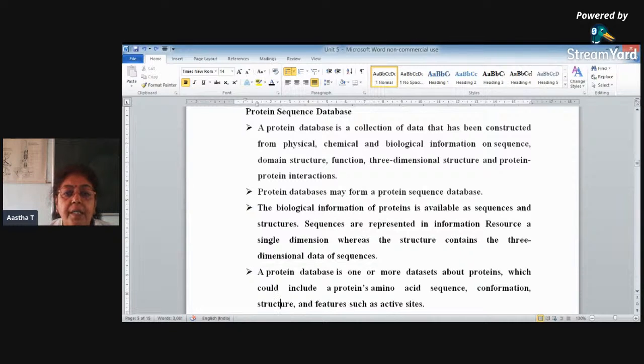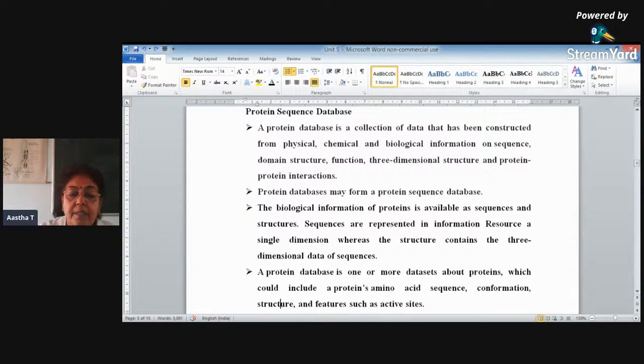So this collection of data involving physical, chemical, biological characteristics, structure of protein, function of protein, three-dimensional structure of protein and its interaction with other proteins all will be included in a protein database. So it may form a protein sequence database. Okay. The biological information of these proteins is available in the form of structures and sequences. These sequences are represented in the form of three-dimensional structure or three-dimensional data of sequences.